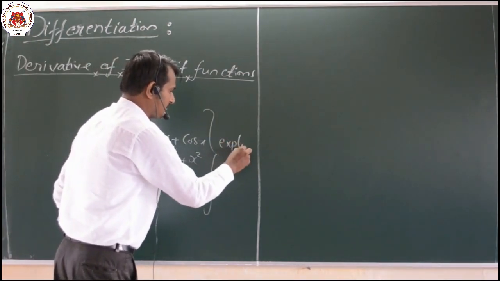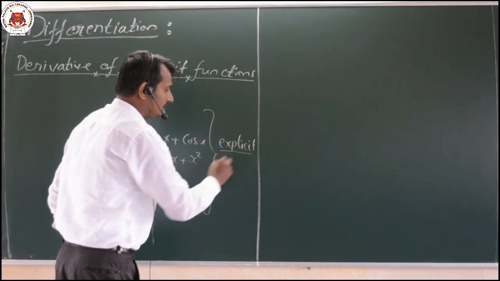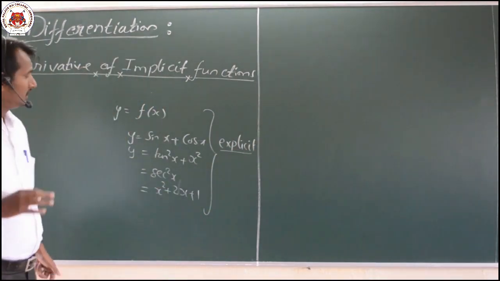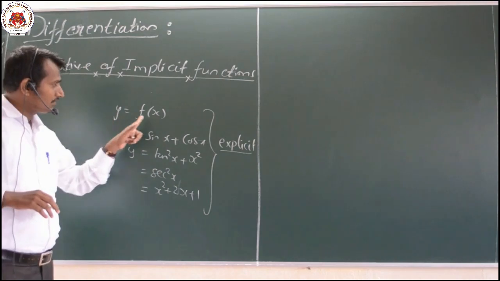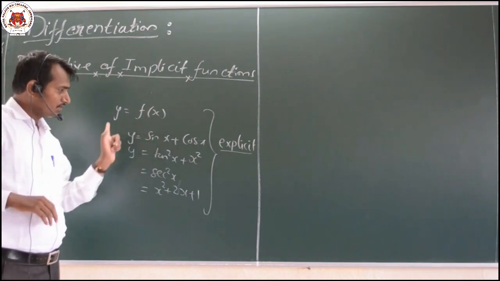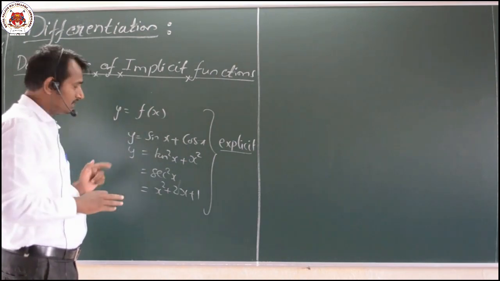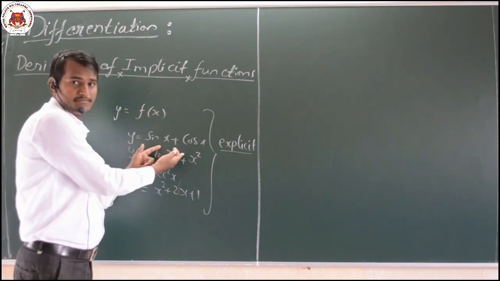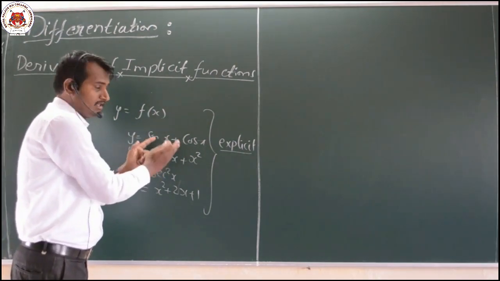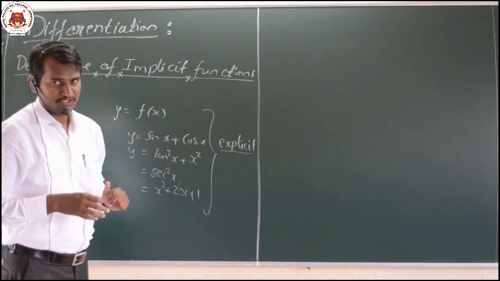Explicit. Now let us see how we define an explicit function. If a function y is equal to f of x, or any given function which can be expressed in terms of x alone, that is y equal to an expression in terms of x, that itself is our explicit function.